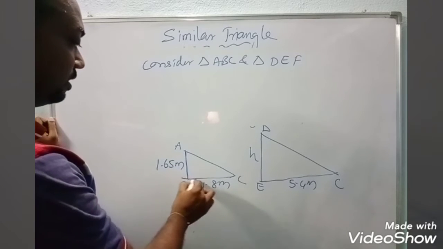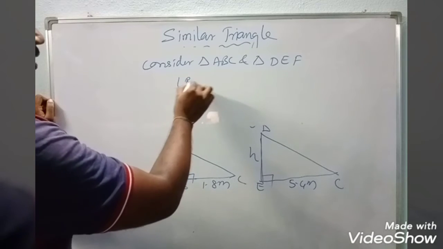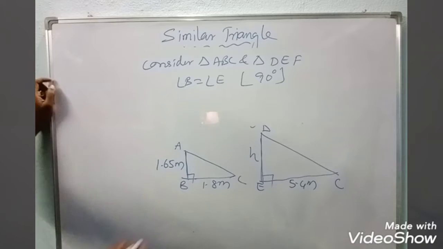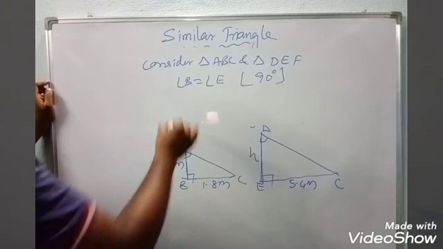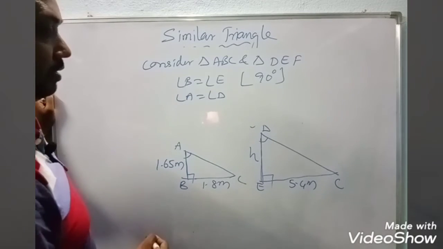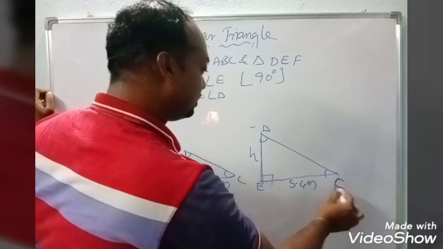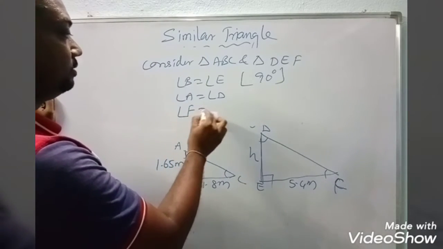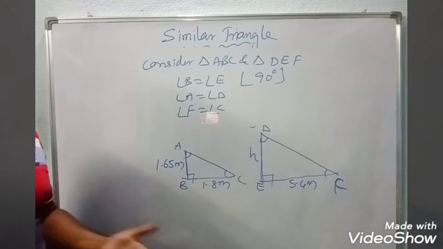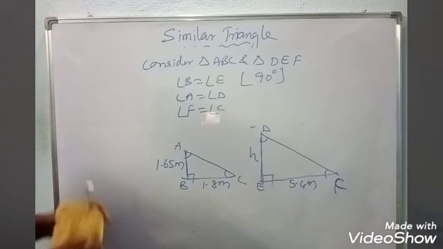Here this one is an altitude. Altitude in the sense they both are at 90 degrees. So I can say angle B is equal to angle E, both are 90 degrees. Next, can I say angle A is also equal to angle D? So angle A is equal to angle D. After that, can I say angle C is equal to angle F? So angle F is equal to angle C. Based on this, which property can we use? Yes, here we are taking three angles, so based on the three angles, I can say it is the AAA property.